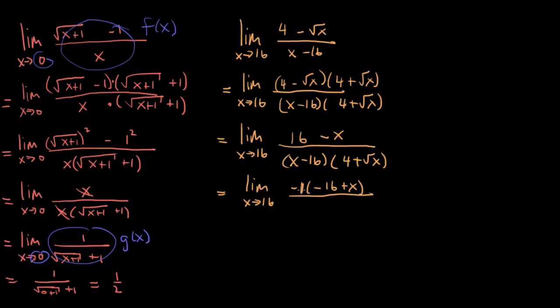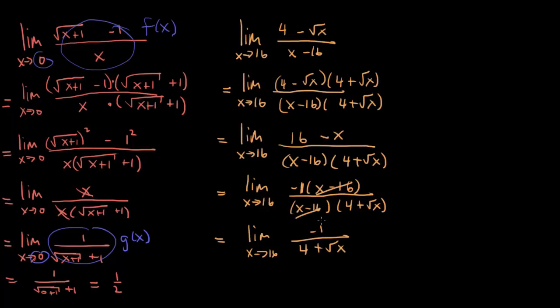Now why is that true? Because if I distribute back, it would be negative 1 times negative 16, positive 16, negative 1 times positive x, negative x. Now, since we all agree that that's true, let's just go ahead and rewrite it. Negative 1 times x minus 16 over x minus 16 times 4 plus the square root of x. Now we can cancel similar factors. That leaves us with a negative 1 on the top and a 4 plus the square root of x on the bottom.